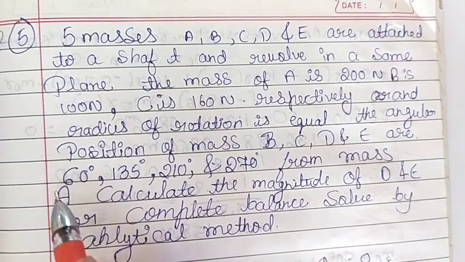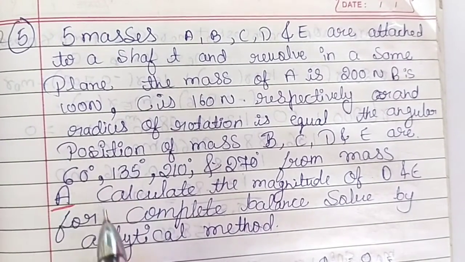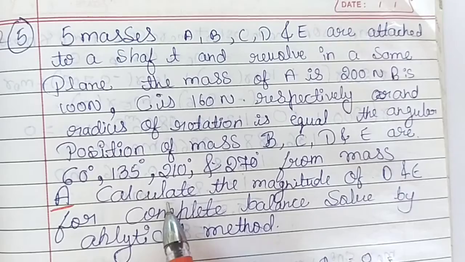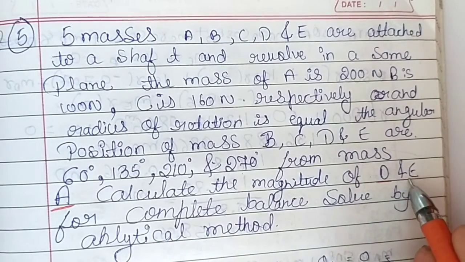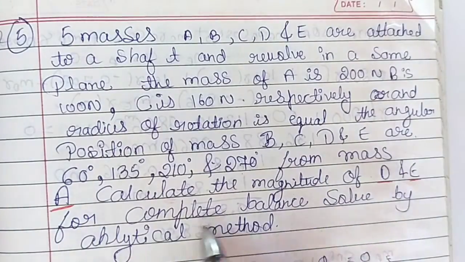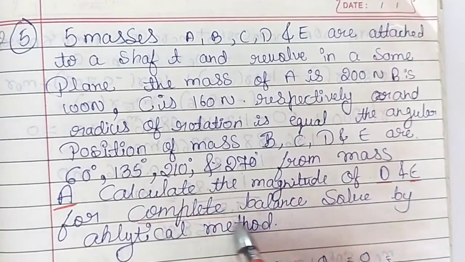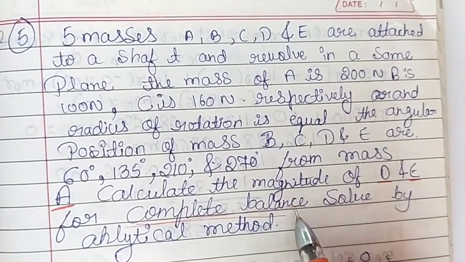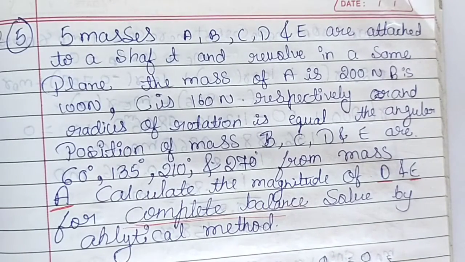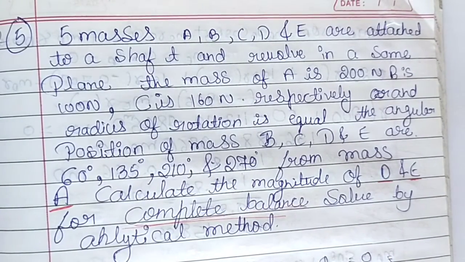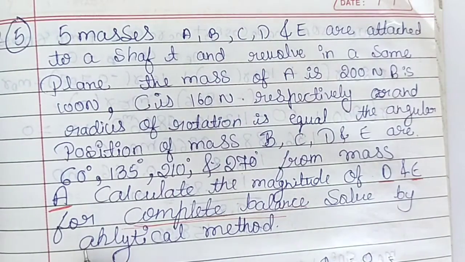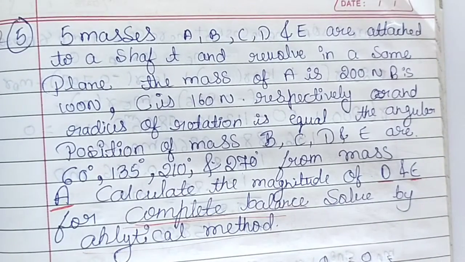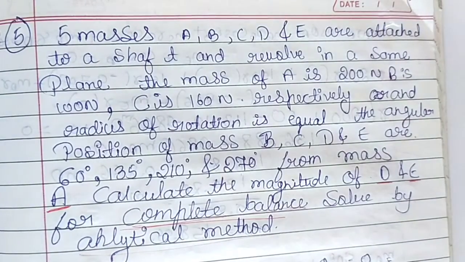When the angles are given from mass A, you should take them directly. Calculate the magnitude of D and E. So you should find MD and ME for a complete balance. It is a complete balance, so you should equate horizontal force to 0 and vertical force to 0. Solve by the analytical method. So we will try to solve this problem.